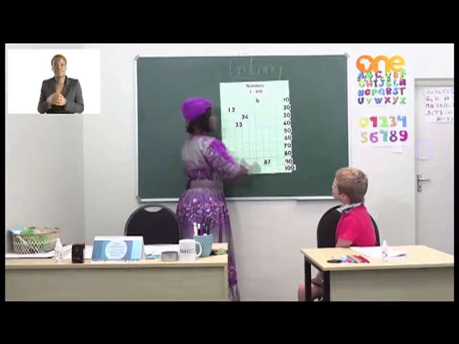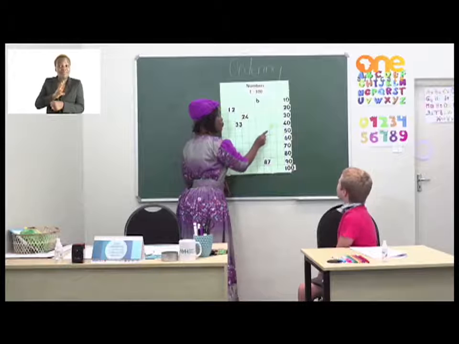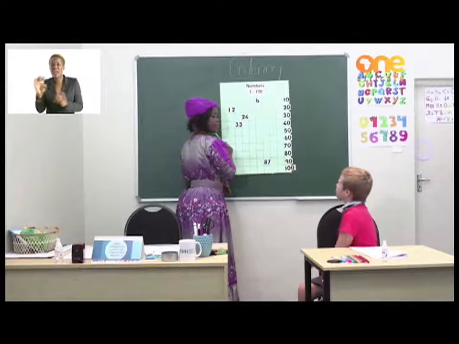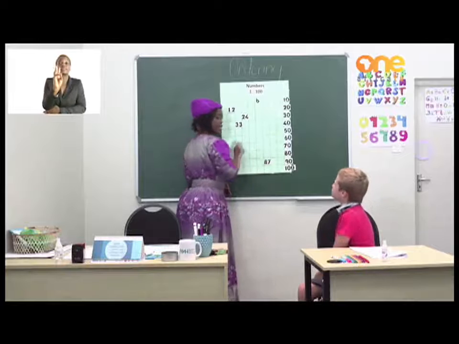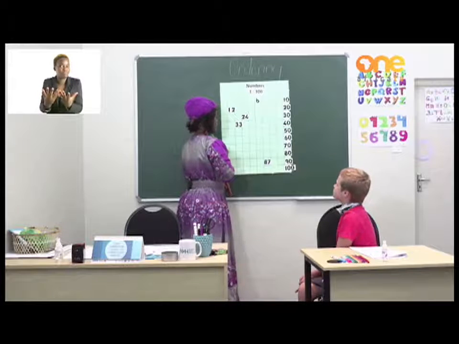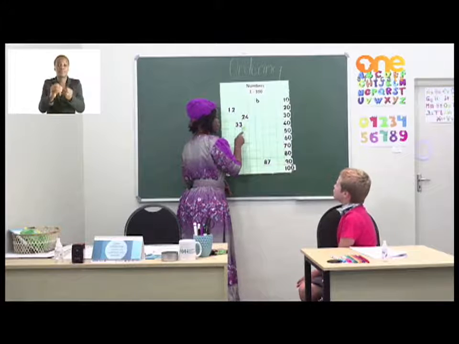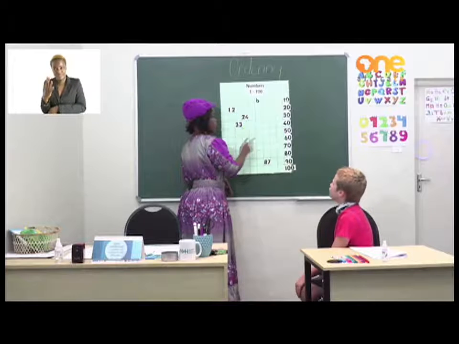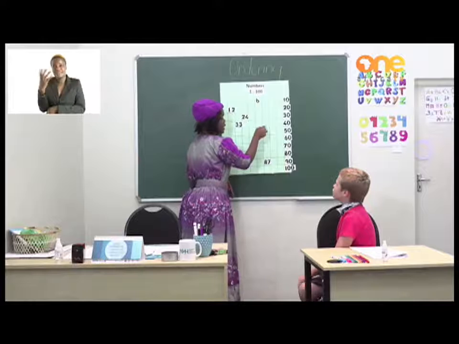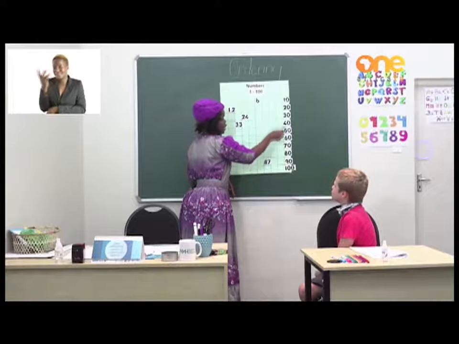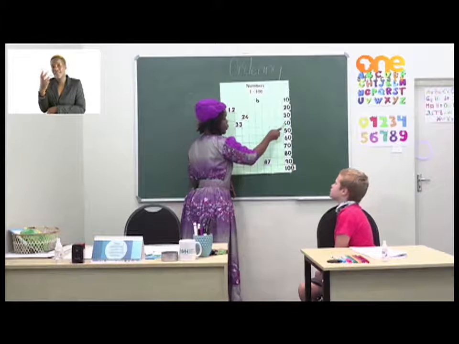Between 30 and 40, how many boxes are open here? 6 boxes. So how many numbers do we find there? 6 numbers. 34, 35, 36, 37, 38, 39, and 40.